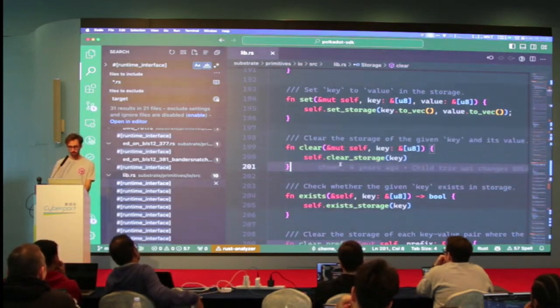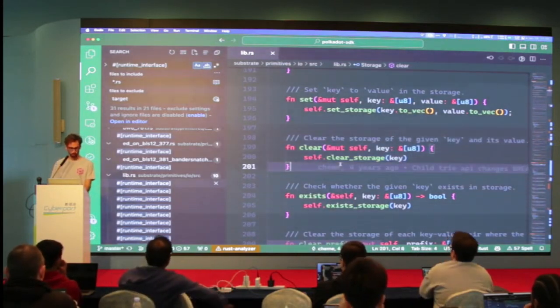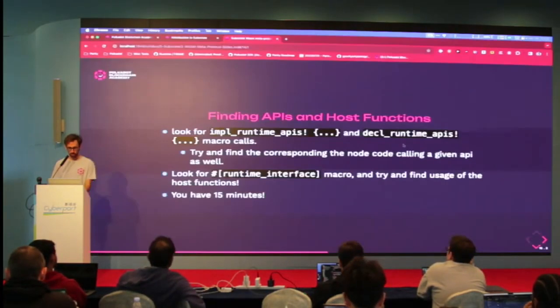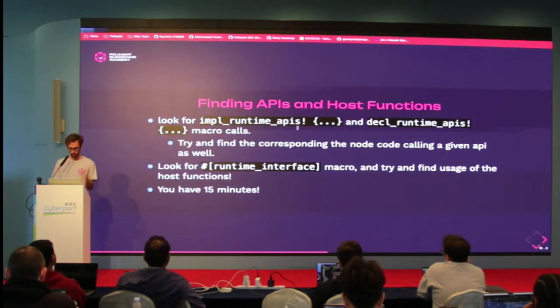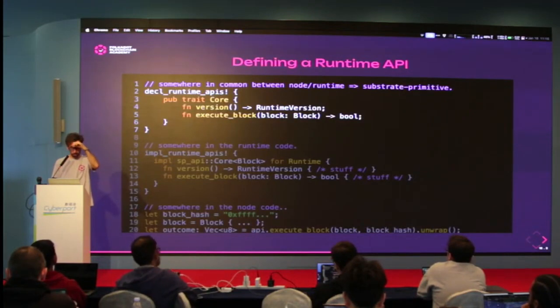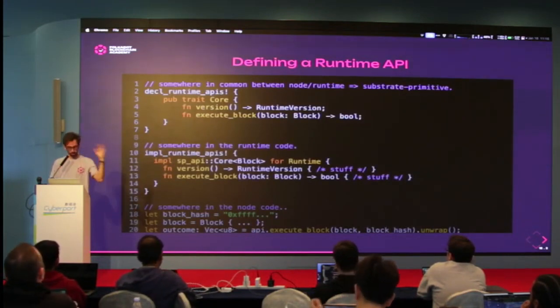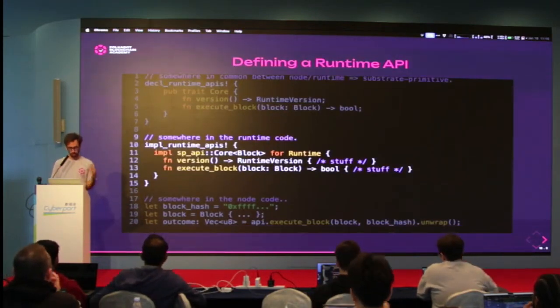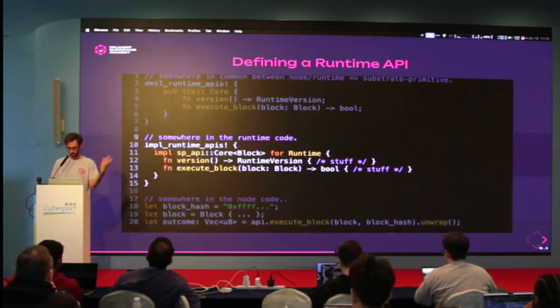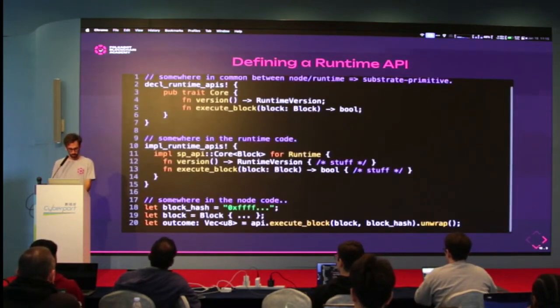Now, the syntax to calling these is a little bit more custom. I'll show it to you as a part of my slides, so it's a good time to go back to the slides. With runtime APIs, hopefully it was clear. They have decl_runtime_apis and then the corresponding impl_runtime_apis. In decl, you declare a trait, and then in impl_runtime_apis, you can implement it in different runtimes and provide some implementation.